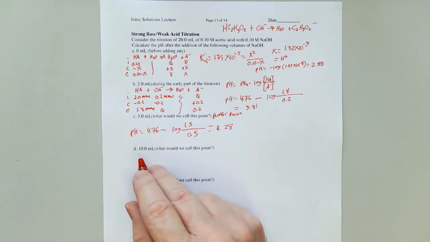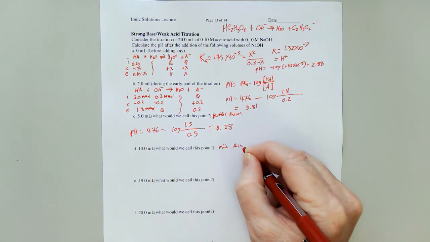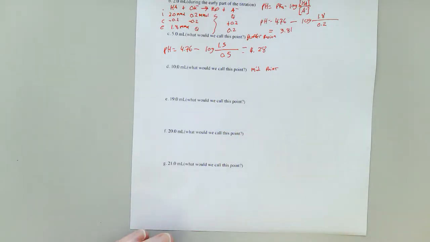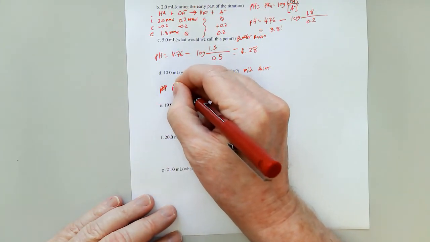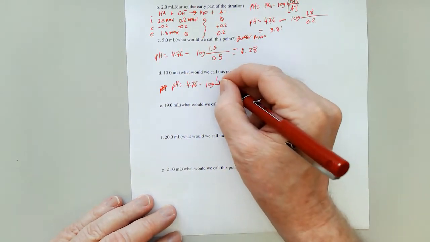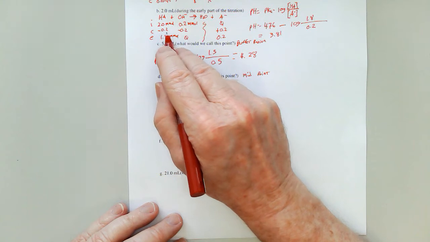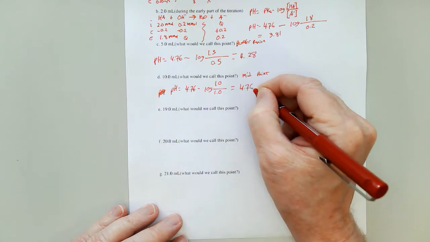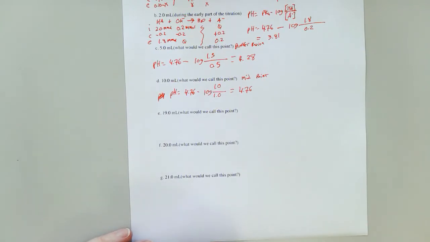Okay. Now, when I've added 10 milliliters, this is actually the midpoint, or the half equivalence point, or the halfway point, depending upon what language you want to use. pH equals 4.76 minus the log. And this is where this is 1.0 and this is 1.0. I started out with 2.0, minus 1.0 this time. That leaves me with 1 and 1. Hey, that equals 4.76, but I already knew that because at the midpoint, the pH is equal to the pKa.